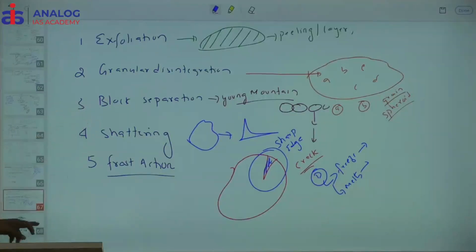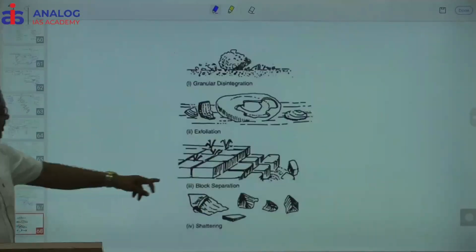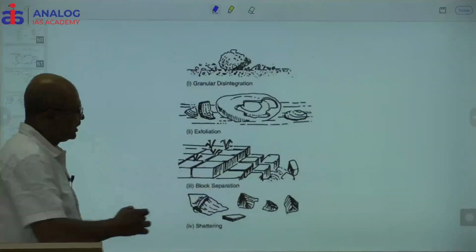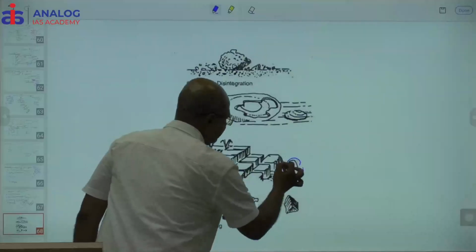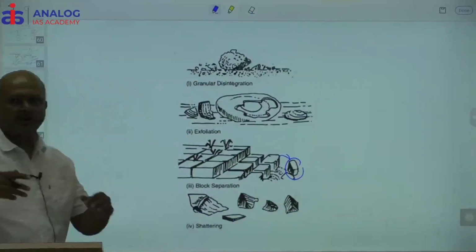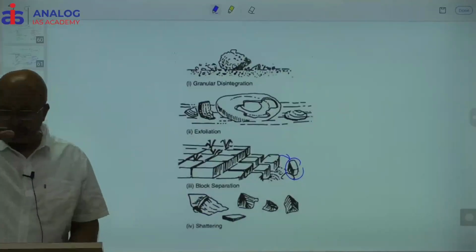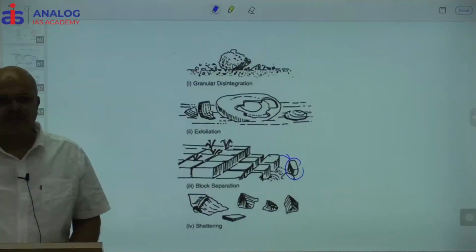Block separation. This is block separation. A series of rocks are there, and one separates from the rest. It is something like having steps to the upper floor, and one brick falls away from the step. That is called block separation.